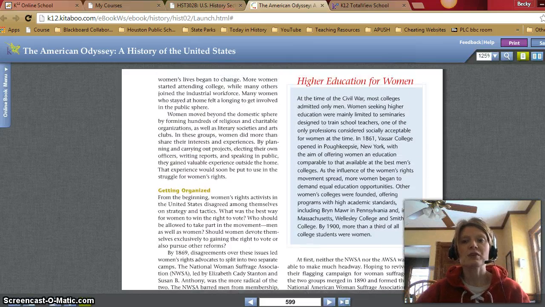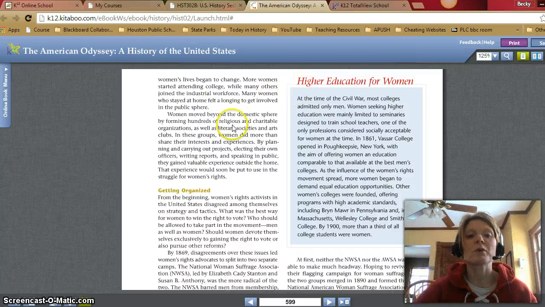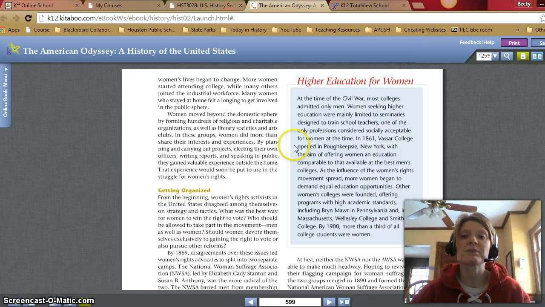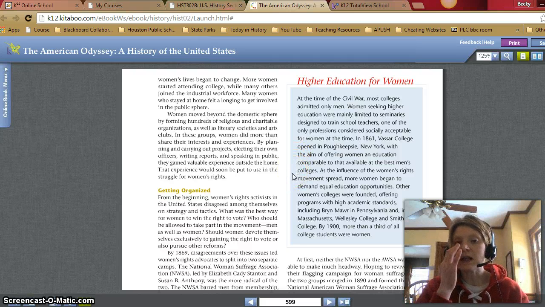Let's quickly read through this part in blue before we begin the next section. Higher education for women. At the time of the Civil War, most colleges admitted only men. Women seeking higher education were mainly limited to seminaries designed to train school teachers, one of the only professions considered socially acceptable for women at the time. In 1861, Vassar College opened in Poughkeepsie, New York, with the aim of offering women an education comparable to that available at the best men's colleges.